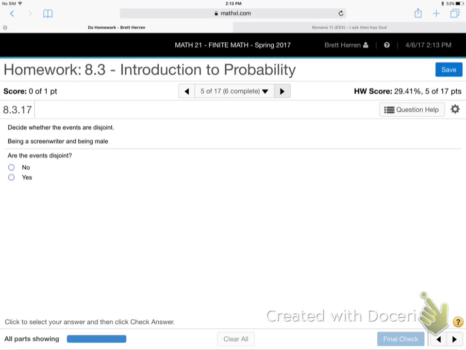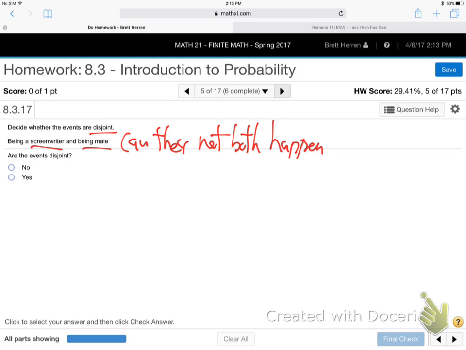So all these disjoint questions. So being a screenwriter and being male. So you want to ask yourself, are they disjoint? Can they not both happen? That's what it is when it's disjoint. If they are disjoint, you're saying they can't both happen. In no way can you be a screenwriter and be male. Well, no, you could. So again, no, these are not disjoint either. Right? Well, you might wonder, well, then what is disjoint?